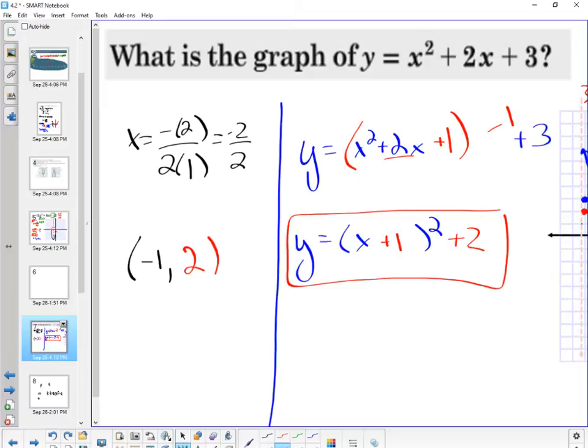That's called vertex form. And where's my vertex at? The opposite of this. It's at h comma k, right? Negative 1 comma 2. What was it the other time? Same thing. Can you find the y-intercept? So can we use the formula from this one?